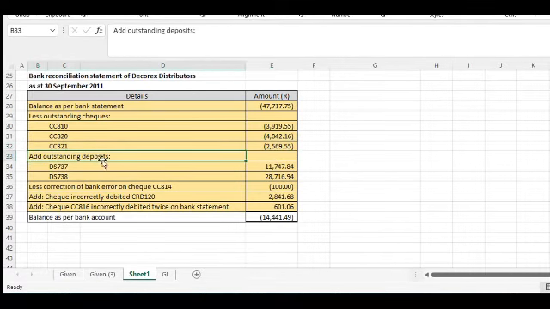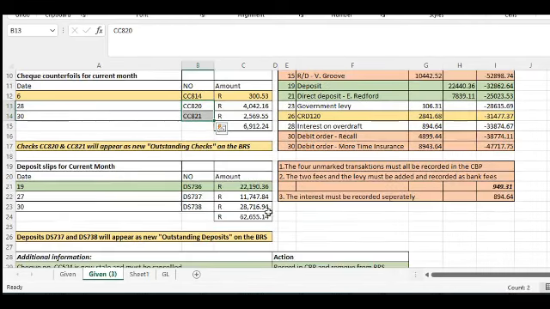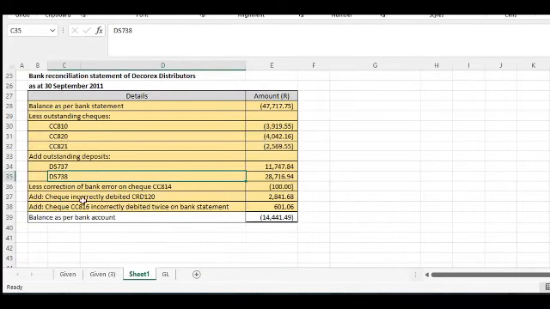Then we add the outstanding deposits, because if those deposits are paid in, then our bank account will look a little better. That is deposit 737 and 738, and it's these two, where we said they will appear as new outstanding deposits on the bank recon statement, and we have done that. Okay. Now we still have to account for the other things.